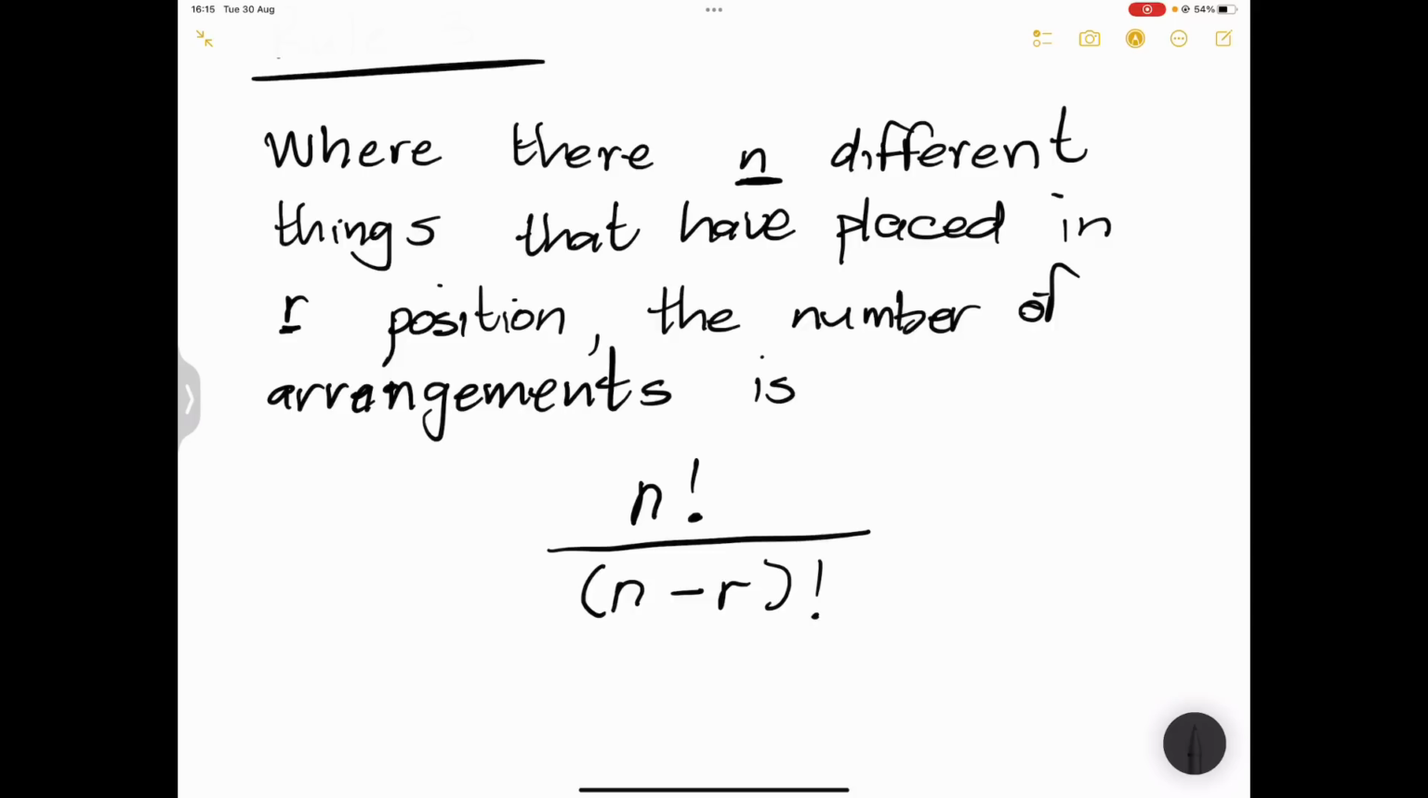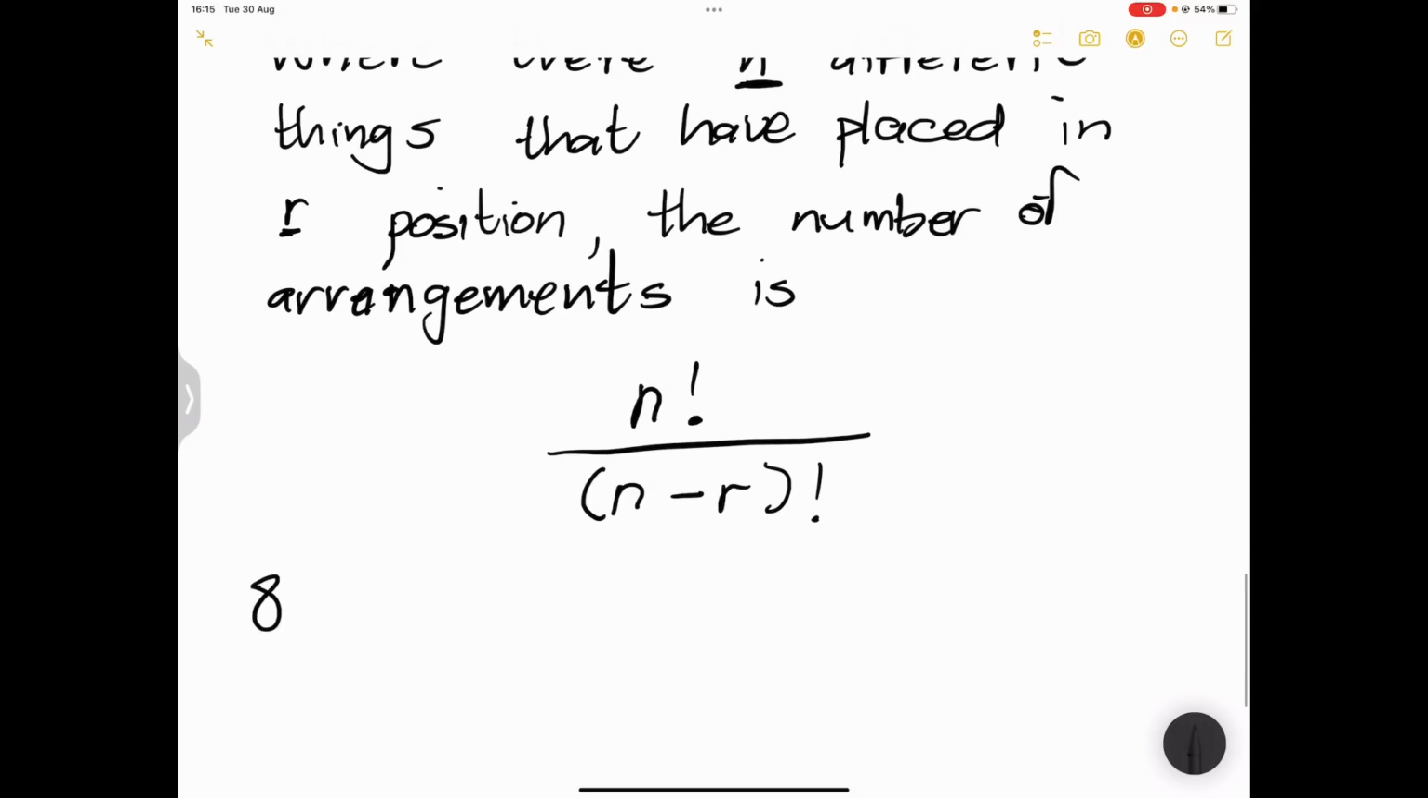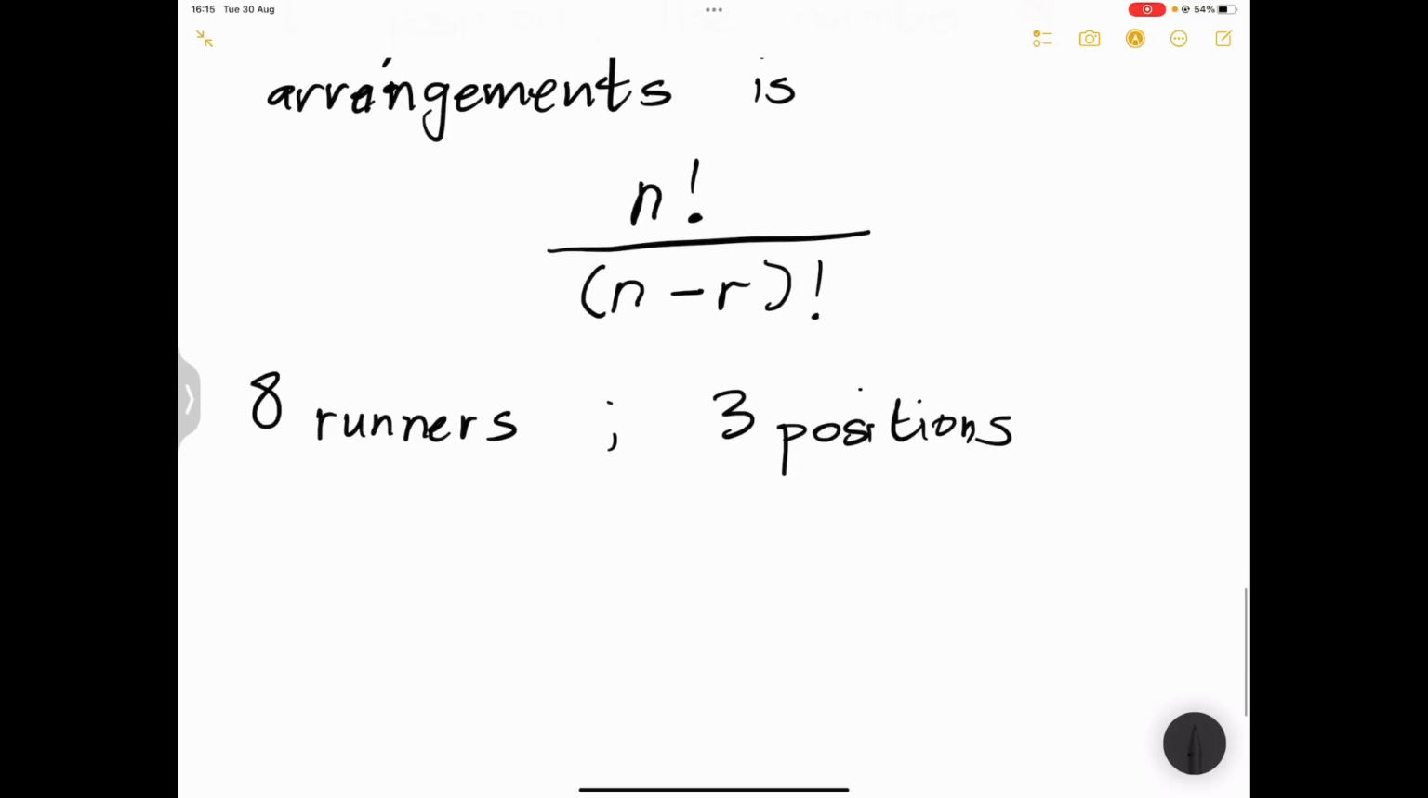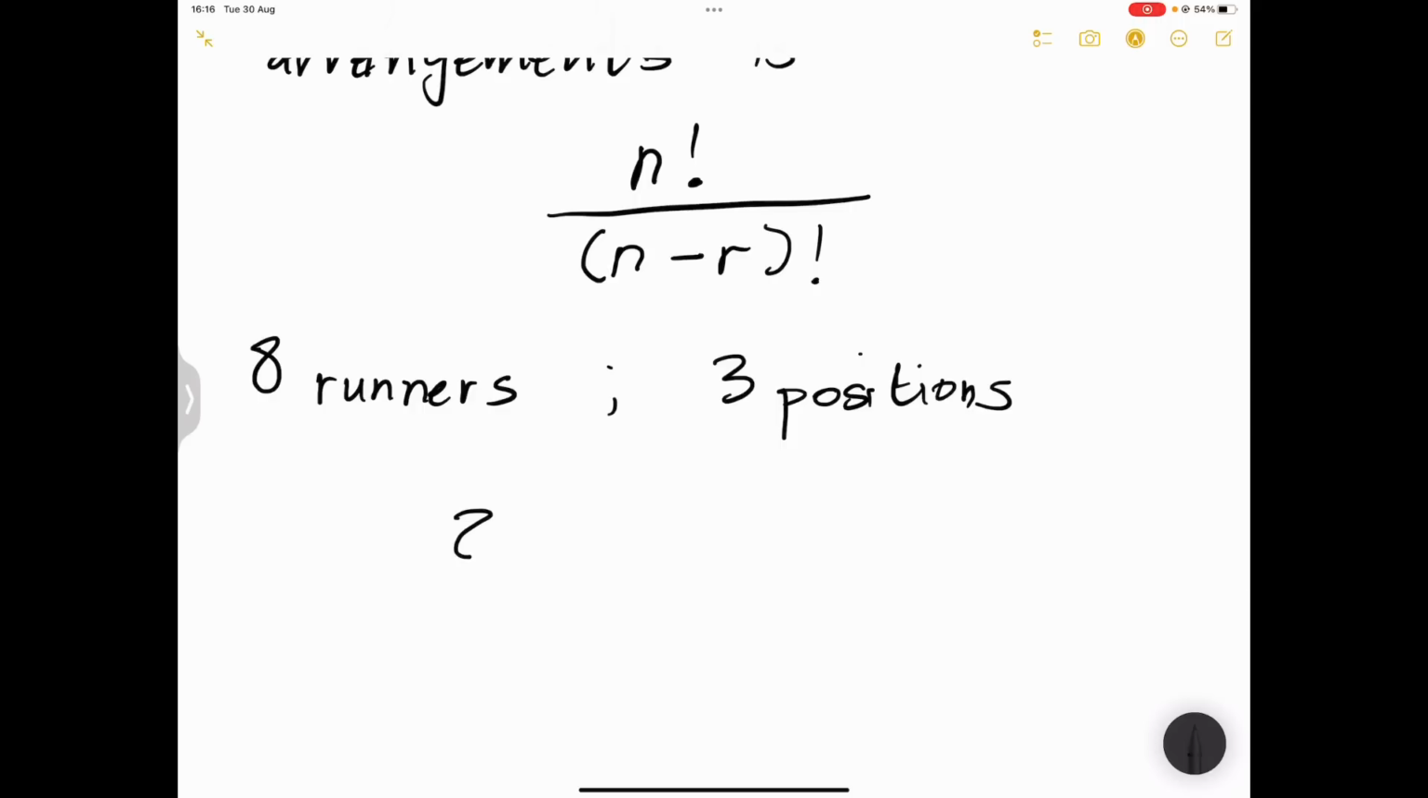Now let's go back to the issue of runners. We said we've got 8 runners, but we've got 3 positions, so we can only have 3 winners. Think of the Olympics. What is the number of arrangements that we can have? We've got a total of 8 runners, so that would be 8 factorial divided by, how many positions do we have? We've got 3 positions, so that would be 8 minus 3, and that would be our factorial.